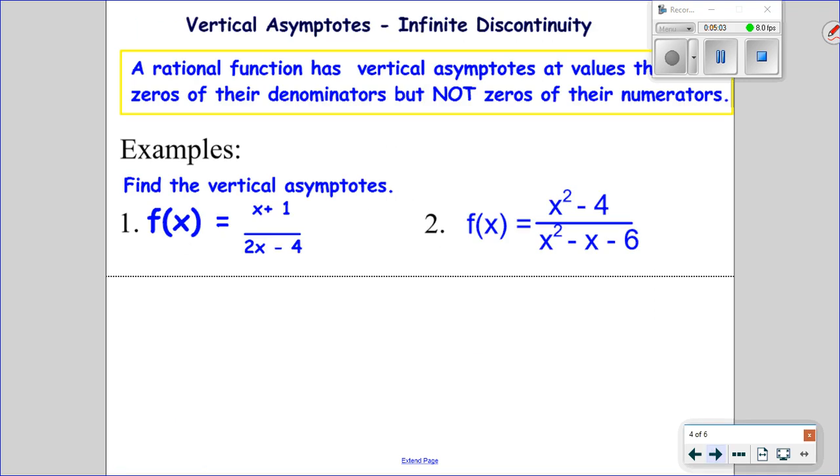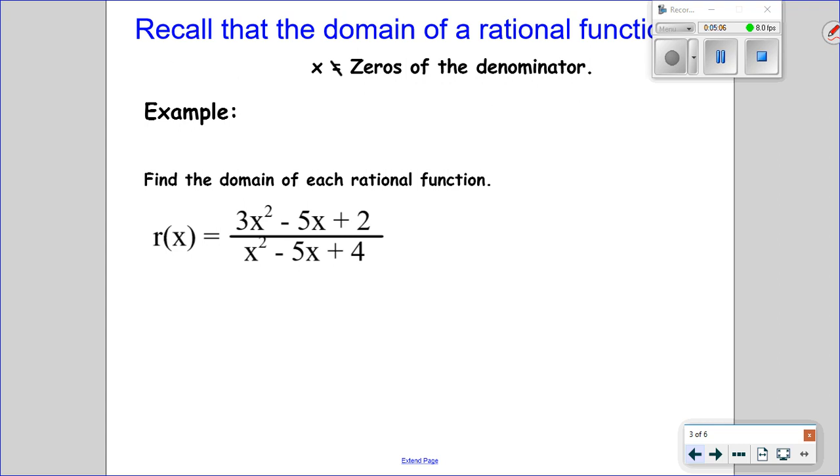All right, so now let's talk about, how do we determine when the rational function has a hole, and how do we determine when the rational function has a vertical asymptote? Well, remember, this is all related to the domain of the function, okay? So recall that the domain of a rational function is all real numbers except the zeros of the denominator, okay? So remember, we have to exclude those values of x that if we were to plug them in, are going to give us 0 in the denominator.